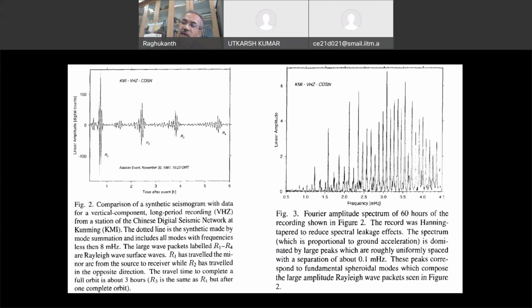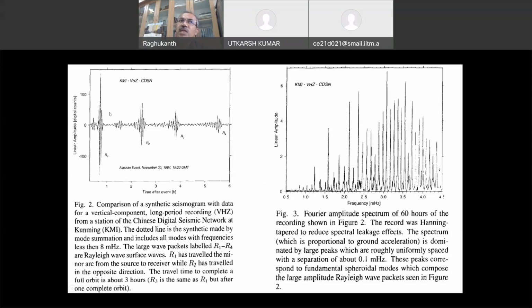Or what happens when an earthquake occurs? An earthquake will occur only for a short period of time, just for 10 seconds. I told you the rupture speed is 2 to 3 kilometers per second. So if it's a magnitude 6 earthquake, in hardly 10 seconds everything will be over, basically. But you are recording this time, and the whole Earth is vibrating for 60 hours, basically.